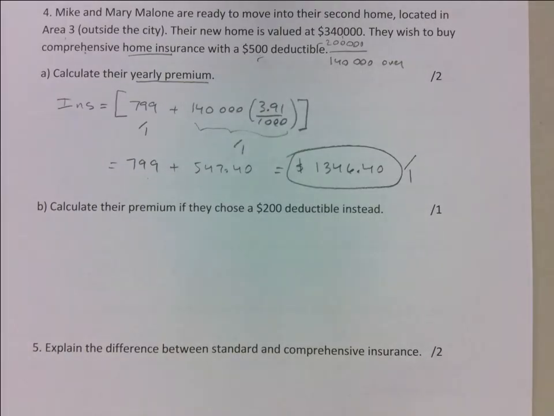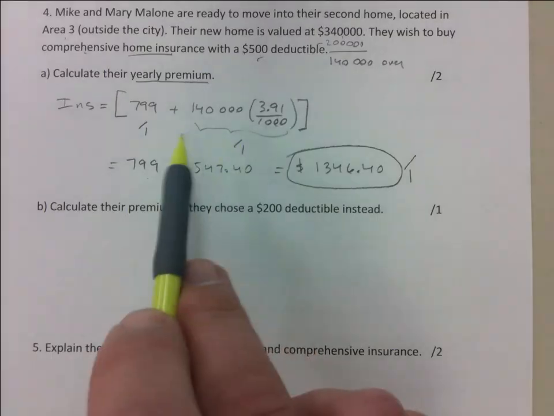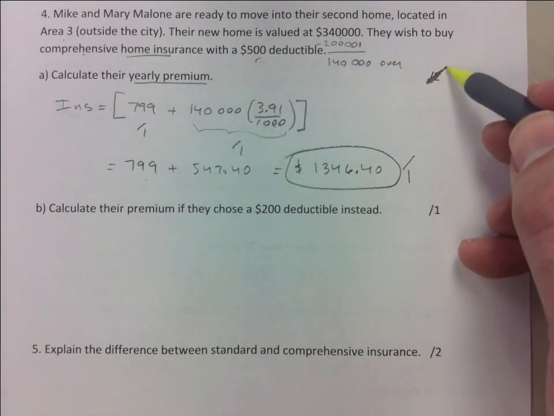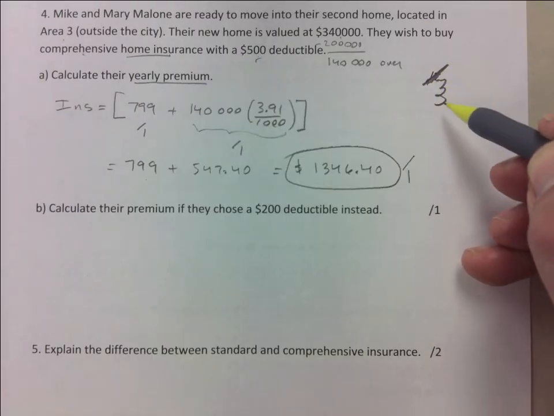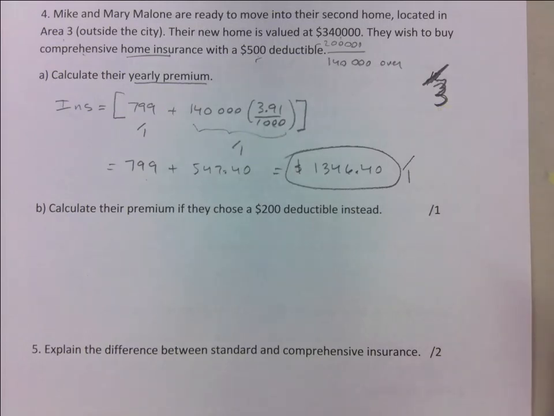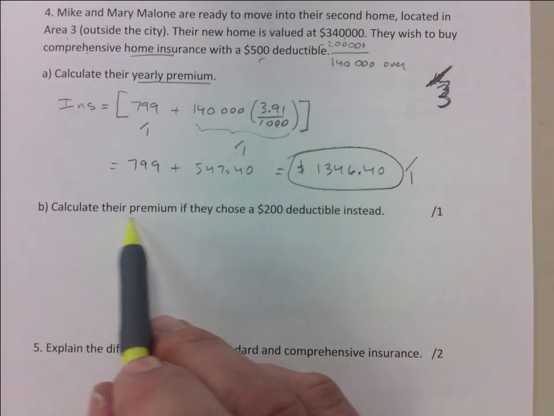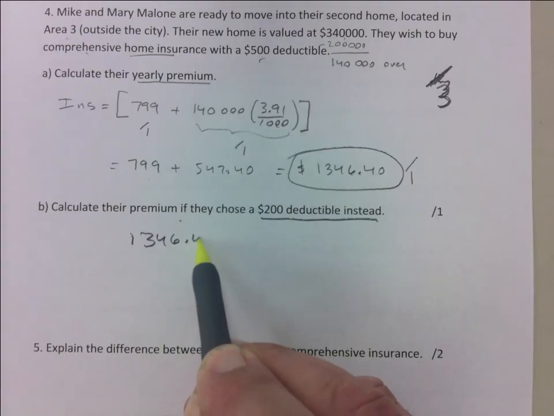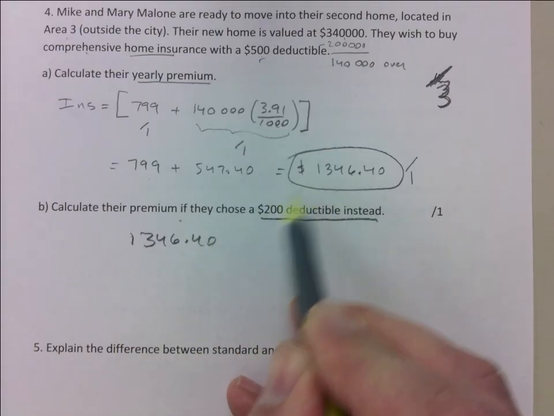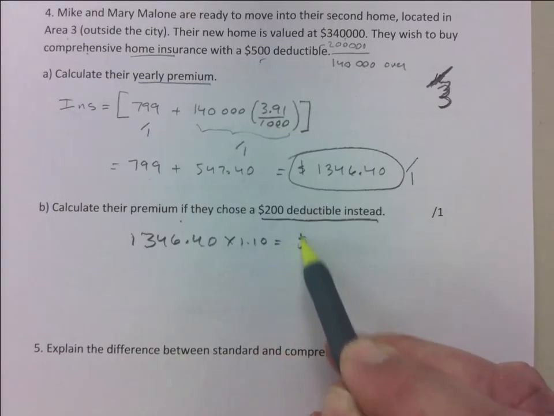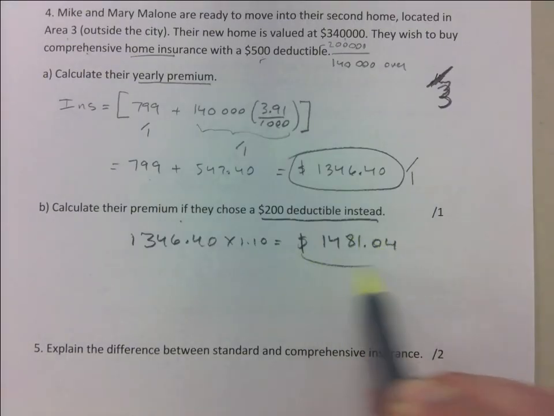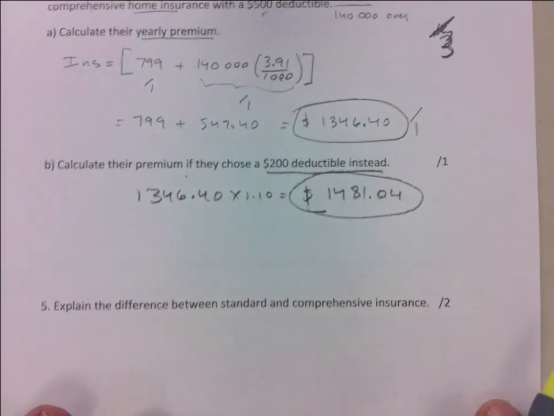So if you didn't calculate it correctly, if something went wrong, minus 1, okay? So 2 out of, oh wait, sorry, I meant to make this out of 3. Let's make that out of 3 right now. There. Calculate the premium if they chose a $200 deductible instead. So all we have to do, whatever your answer was here, it doesn't matter. As long as I see you adding 10% to that, you get this mark.